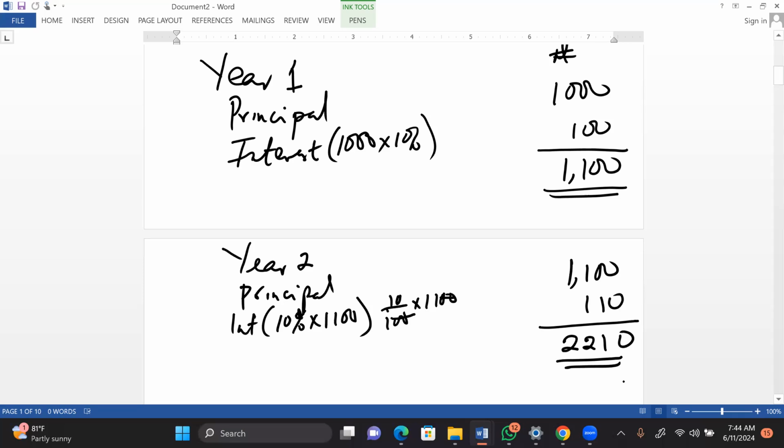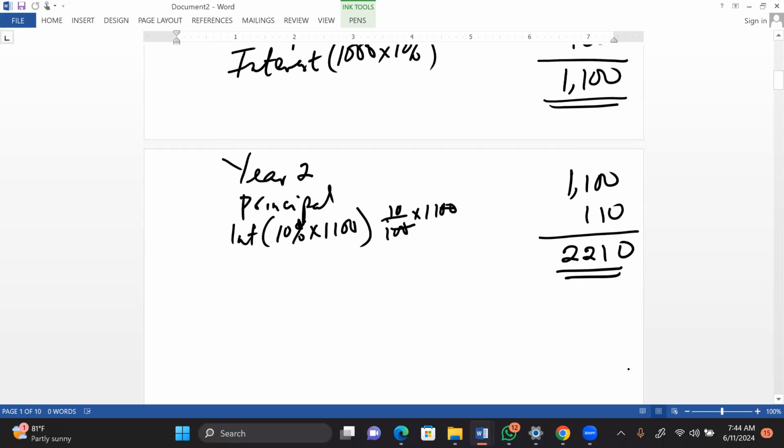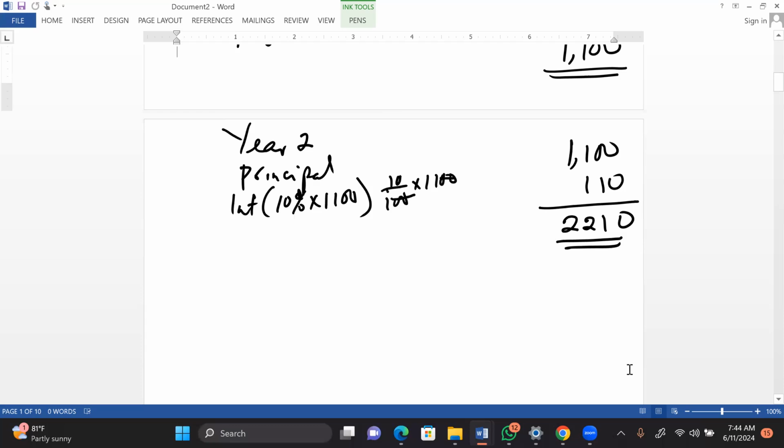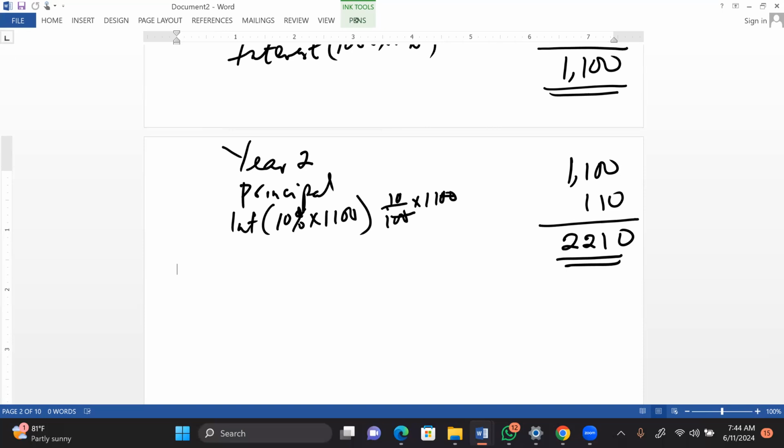Yes. So this is the first method. If you want to increase it to 3 years, just continue like that as well. So it's going to be year 3 now. What is going to be the principal for year 3? I'm asking you. What's going to be the principal for year 3? Okay. The principal for year 3 is 1,210 naira. That's good.